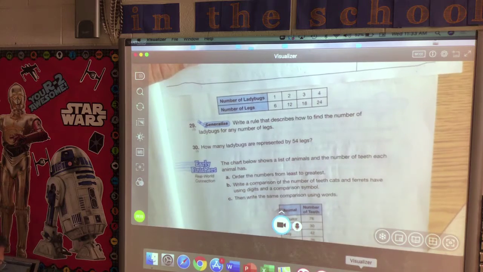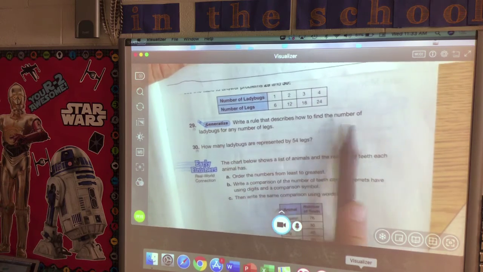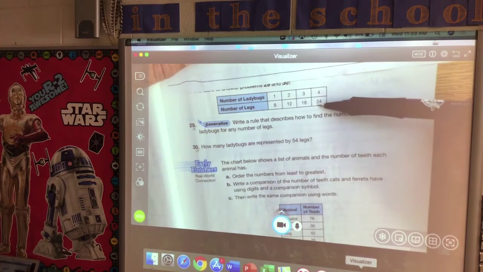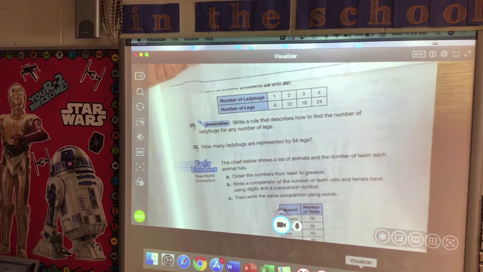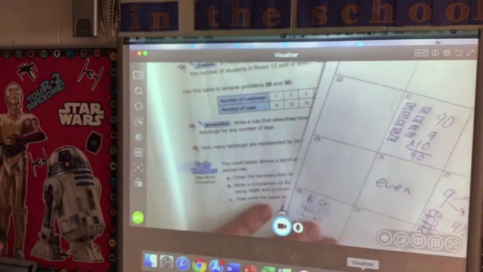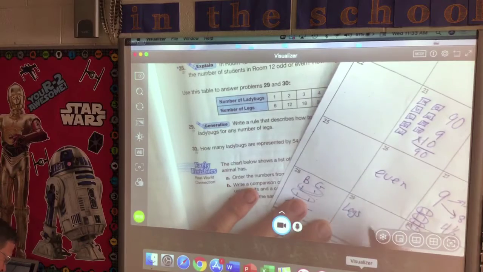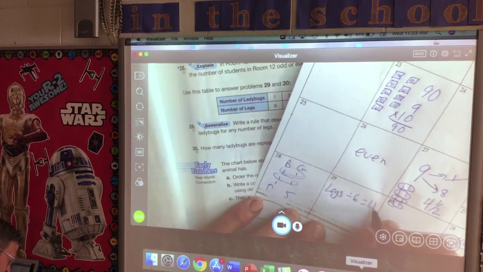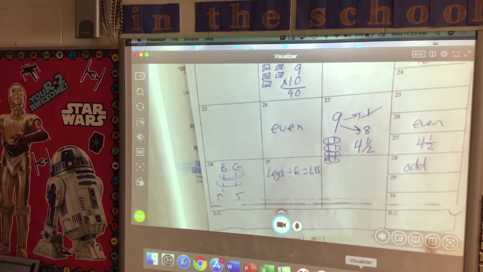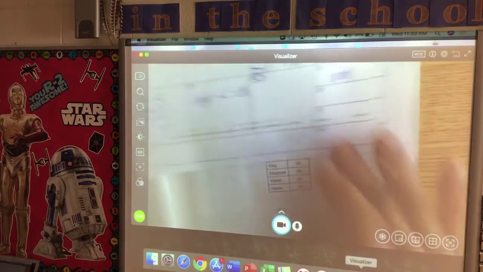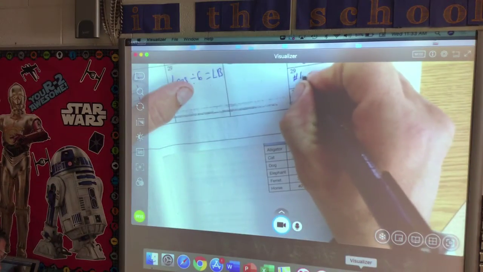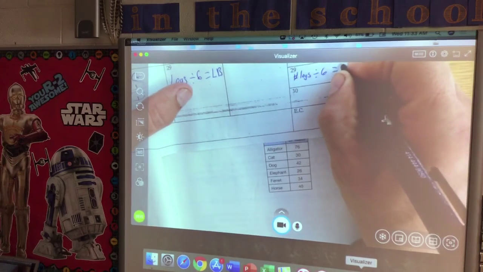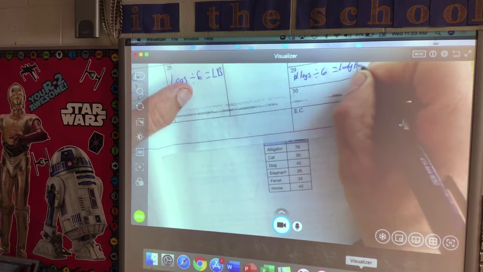4 ladybugs. And so now it says, write a rule that describes how to find the number of ladybugs for legs. Well, if they give you 24 legs, how are you going to find ladybugs? So you're going to divide it. So let's write our rule like this. Legs, they give you legs, divided by 6 equals, and I'm going to abbreviate. LB stands for ladybugs. Number of legs divided by 6 equals ladybugs.